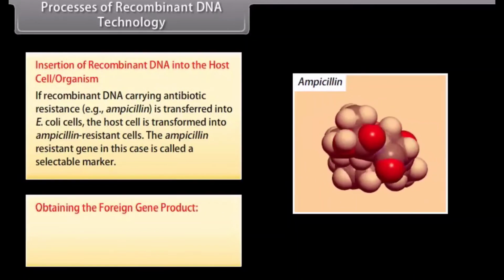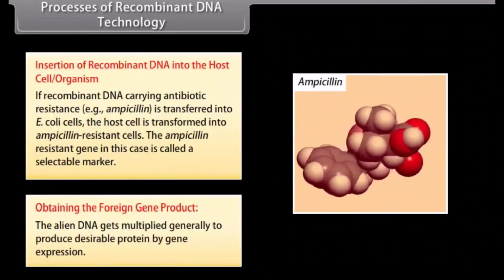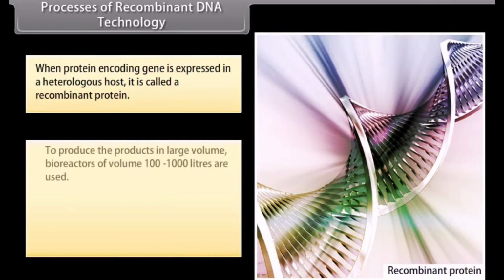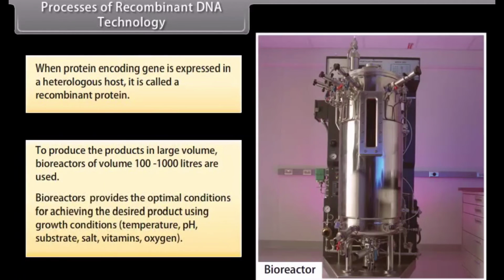Obtaining the foreign gene product. The alien DNA gets multiplied, generally to produce a desirable protein by gene expression. When a protein-encoding gene is expressed in the heterologous host, it is called a recombinant protein. To produce products in large volume, bioreactors of volume 100 to 1000 liters are used. Bioreactors provide the optimal conditions for achieving the desired product using growth conditions, temperature, pH, substrate, salt, vitamins, oxygen.